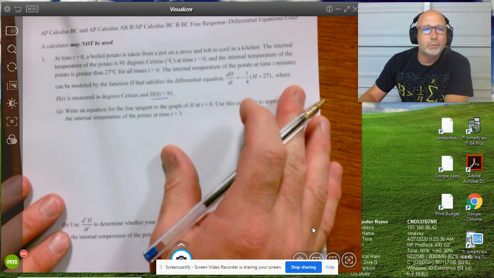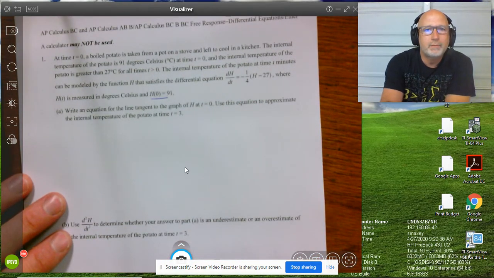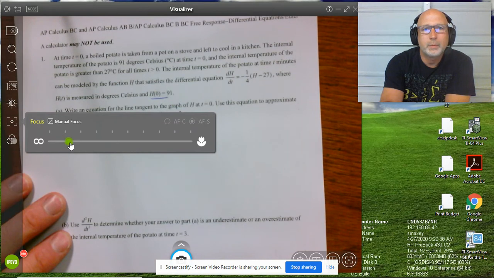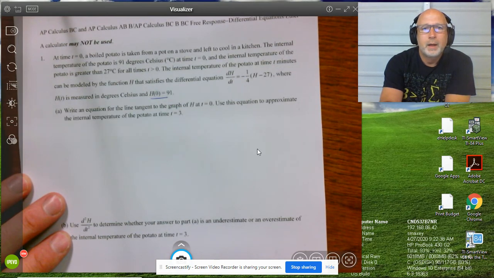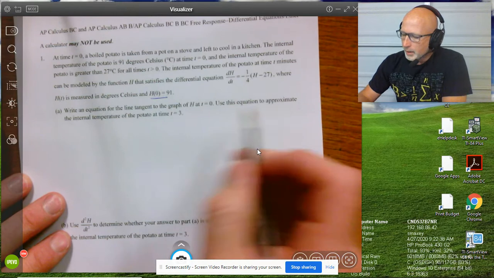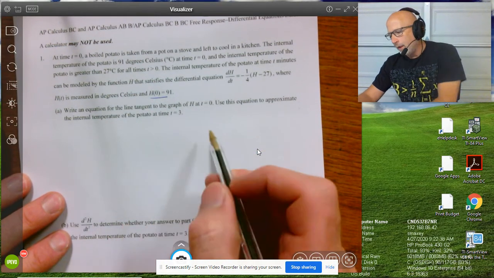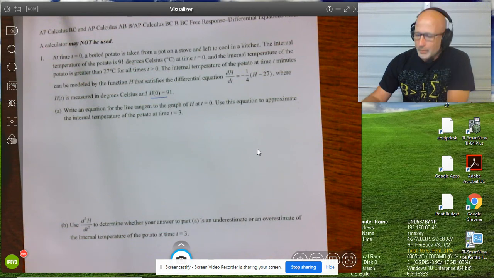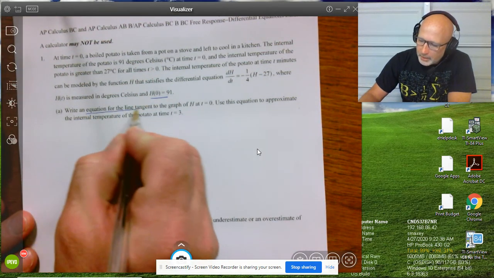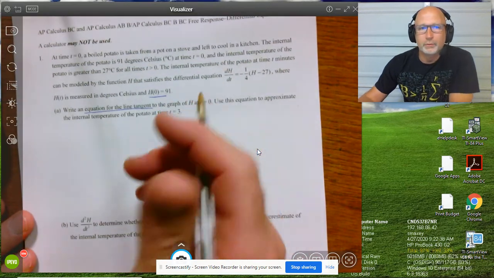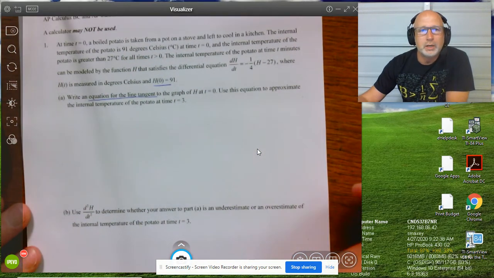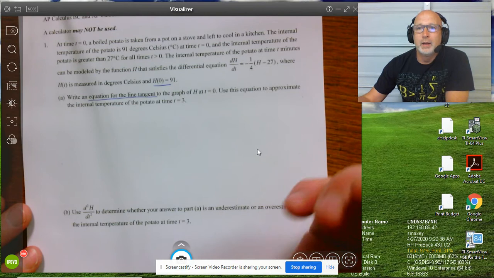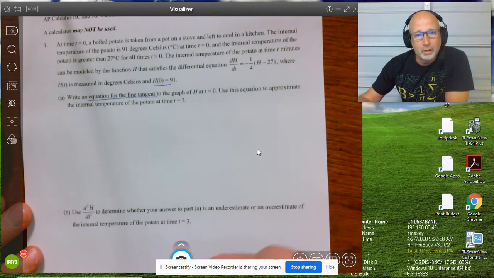Okay, so part A: write an equation for the line tangent to the graph of h at t equals 0. Use this equation to approximate the internal temperature of the potato at time t equals 3. Now, there's a lot to absorb there, but I think the key to doing this is the equation of a tangent line. You know this because we go over this all the time. What are the two things you need to know in order to come up with the equation of a tangent line? You need to know a point and you need to know a slope.